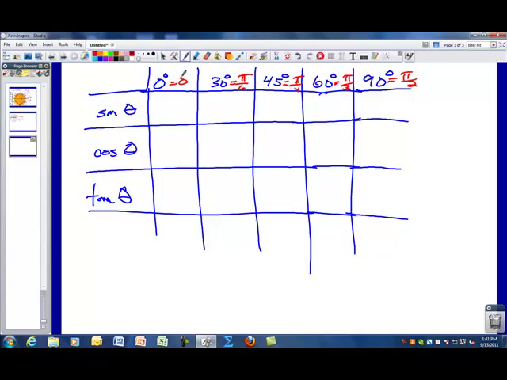Almost 100% of the work we're going to do in calculus is in radians. So make sure you're working in radians on your calculator.